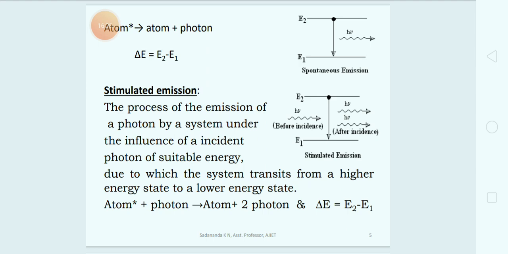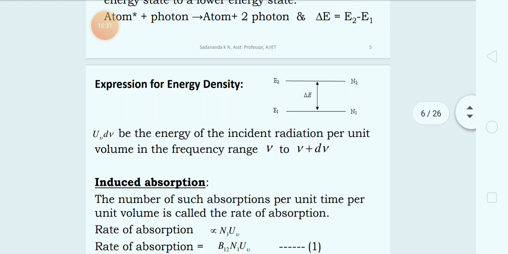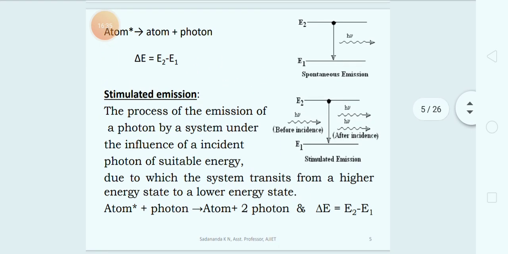Next discussion is stimulated emission. Here it is a very important topic as far as the production of laser is concerned. Stimulated emission is the emission of a photon by a system under the influence of a photon passing by with the right energy, due to which the system transits from the higher energy state to the lower energy state. The photon thus emitted is called the stimulated photon and will have the same phase and energy, and also the same direction of movement as that of the incident photon.